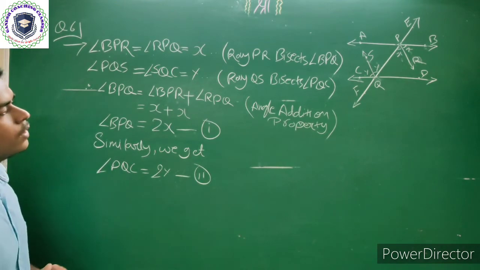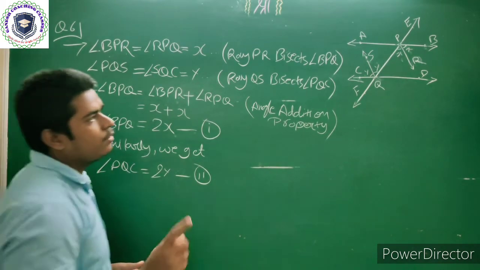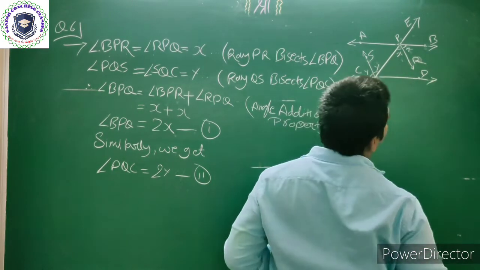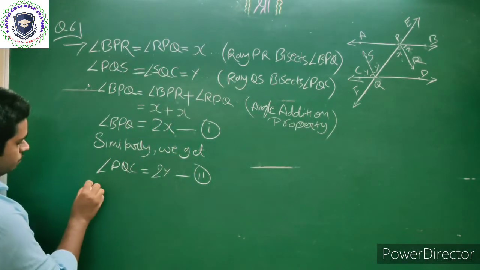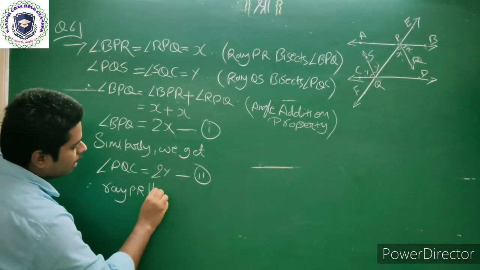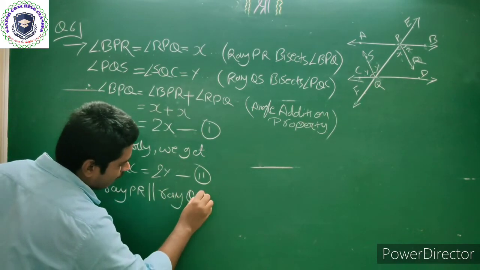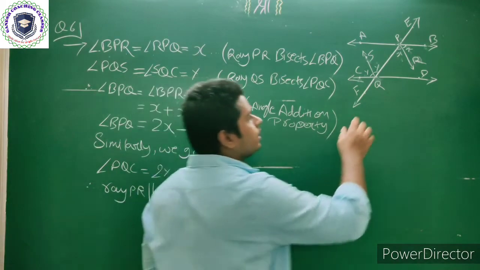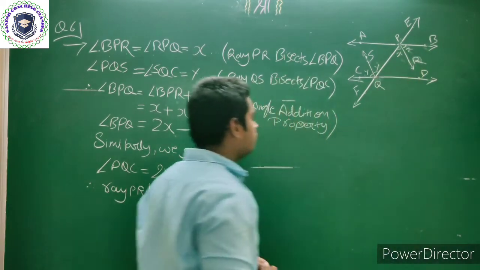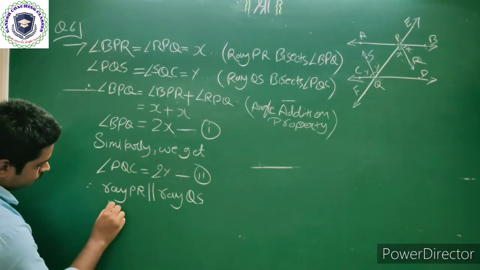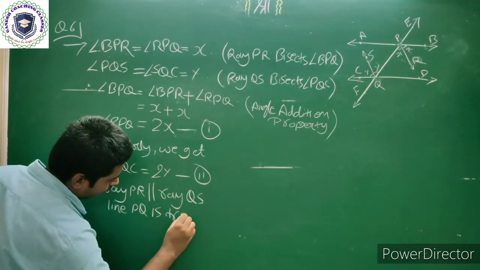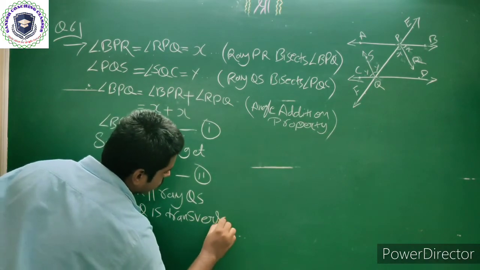Now come to the data given in the question. We are given that ray PR and ray QS are parallel to each other. So ray PR is parallel to ray QS. When we consider these two parallel lines, which line is acting as the transversal here? That is line PQ. Line PQ is acting as the transversal.